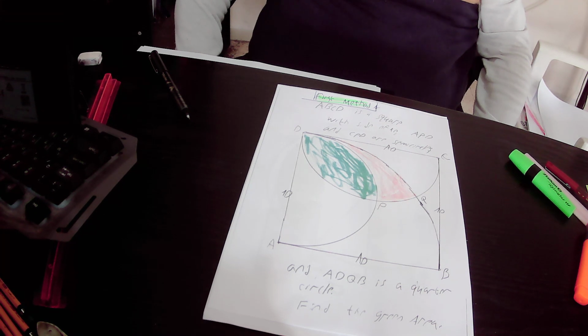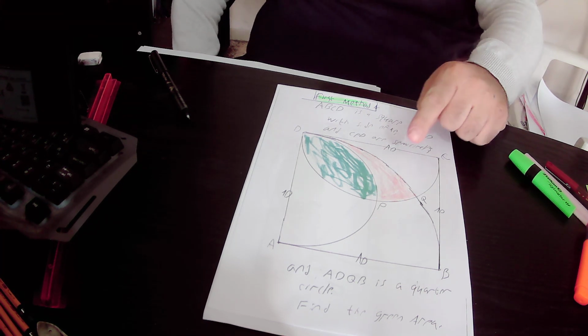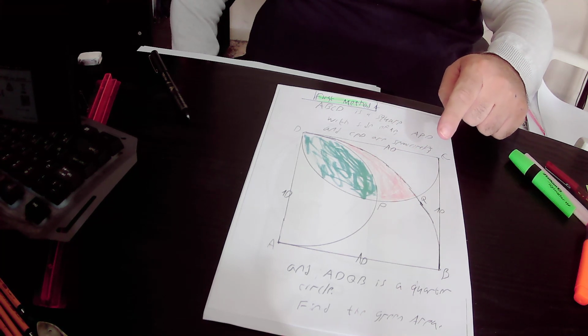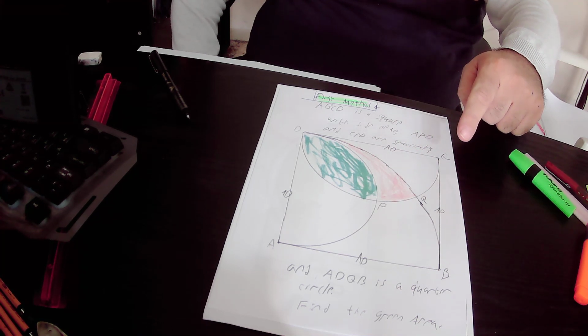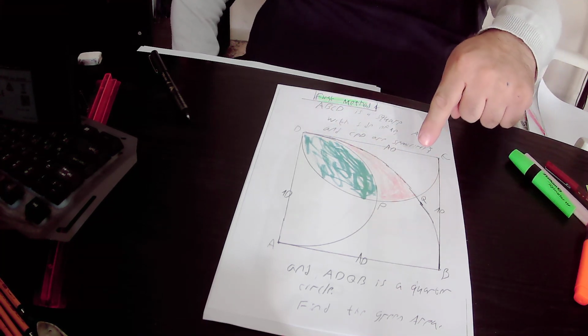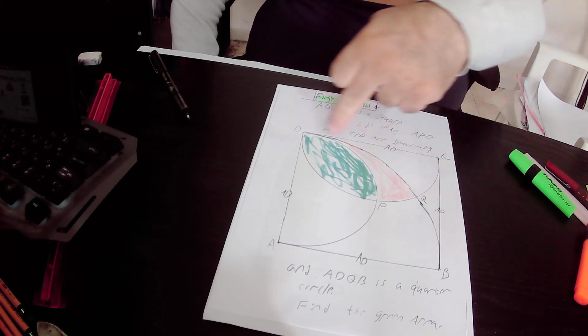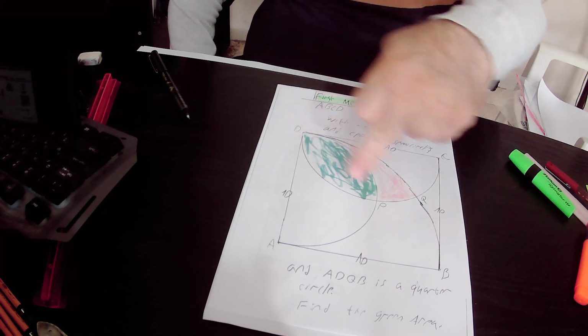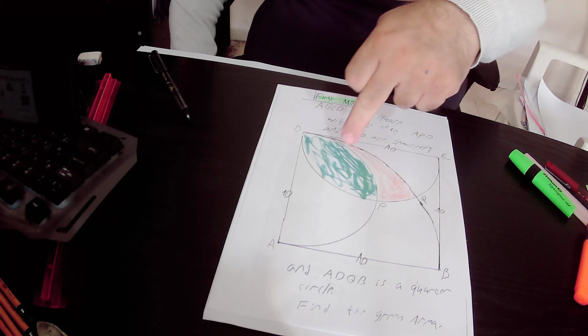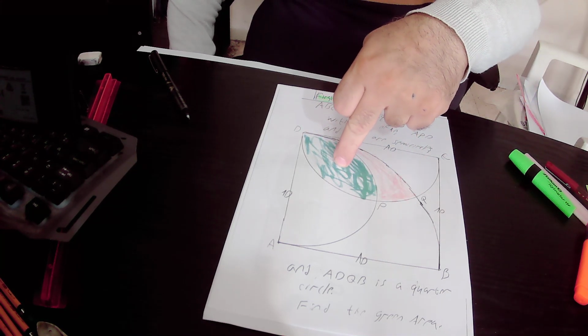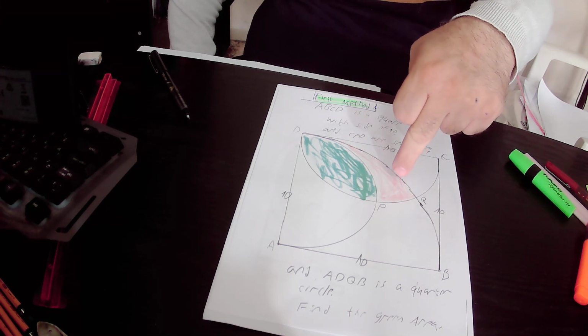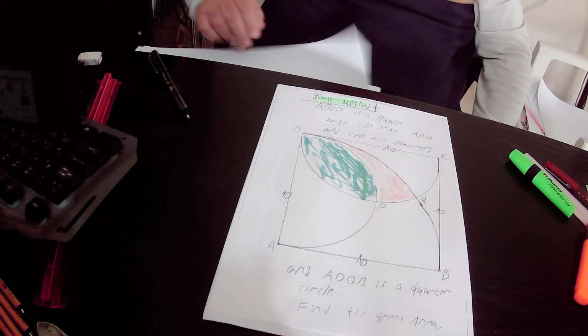So it is very easy to see from the drawing that the orange shape equals the big lens minus the blue lens. Again, this big lens minus the area of the blue lens equals the area of the orange shape.